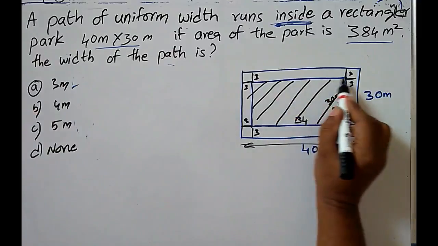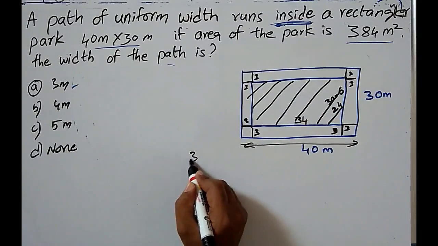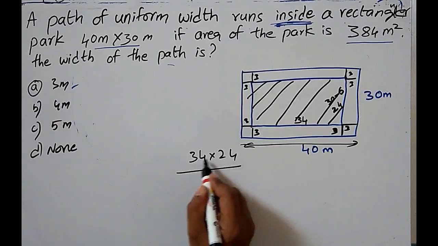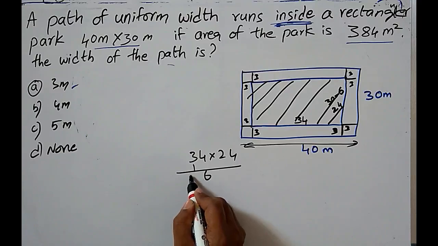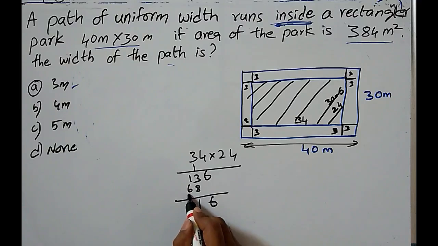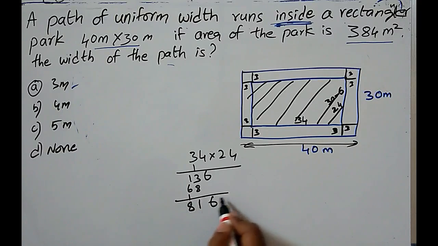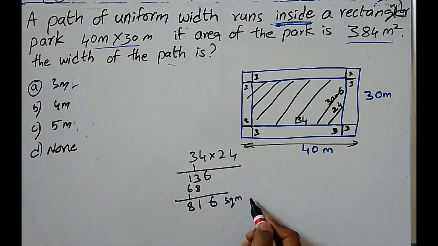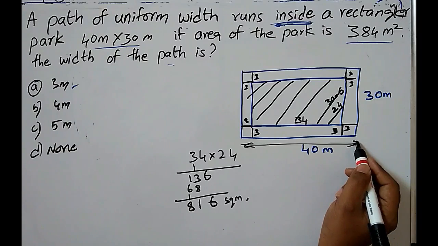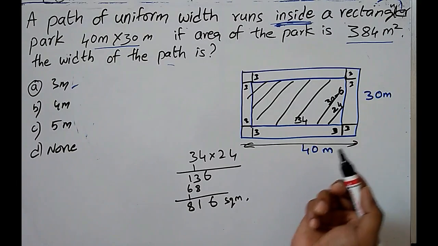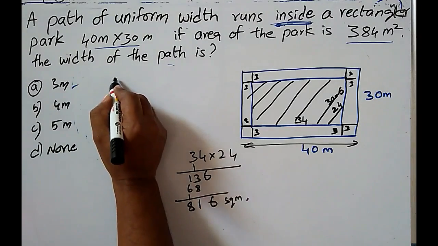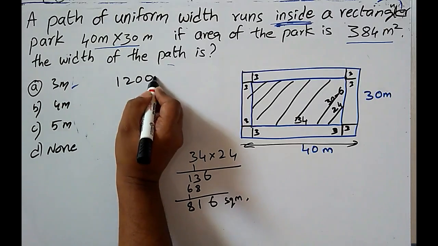Now we will find the area of the inside rectangle, that is 34 into 24. We get 816 square meters. But the outer area of the rectangle is 40 into 30, that is 1200 square meters.